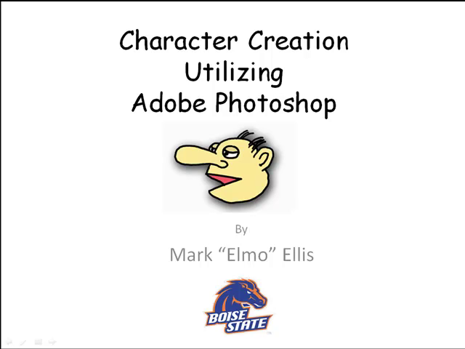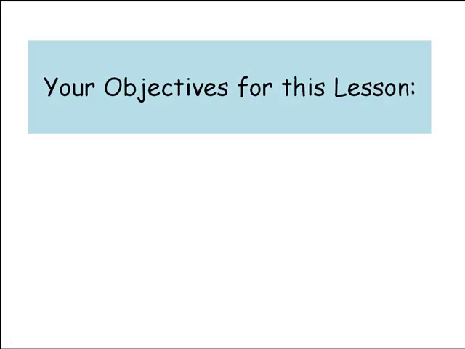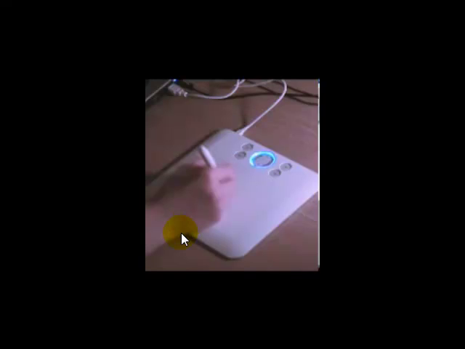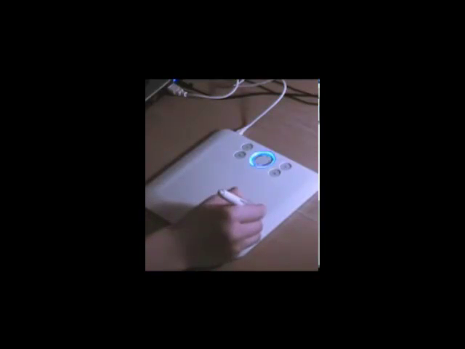This is character creation utilizing Adobe Photoshop by Mark Ellis for the YouTube for Educators class, Boise State University Edtech class 597. Your objectives for this lesson will be: 1. Learn to draw a character, 2. Learn to color the character, and 3. Add a drop shadow. I will be using a device called a graphics tablet, and one of the benefits of the graphics tablet is not only can you use a mouse on it, but you can also use a pen, which makes drawing this character a lot easier.